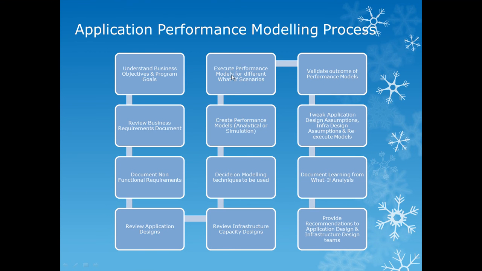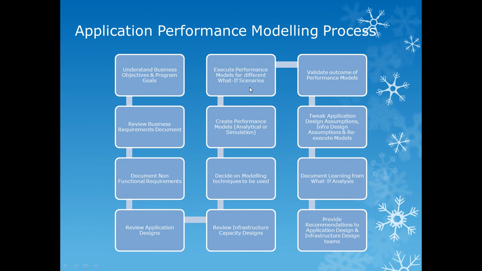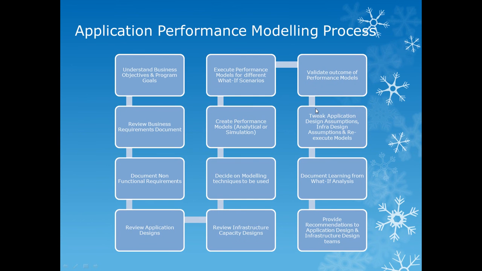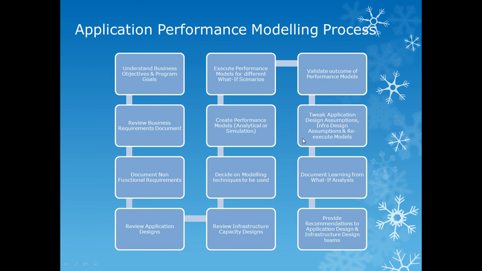You build your performance models, you validate the performance models, you execute the performance models for different what-if scenarios, tweak the models, validate the different design assumptions, validate the architecture assumptions, validate the infrastructure capacity assumptions, go back to your design teams, tweak the applications, come back with recommendations, provide them recommendations, come back with a whole different set of parameters, tweak the models, rerun them again, document your learning, document the modeling process, rerun the modeling process for different values, rerun the modeling process for different architectural assumptions, for different infrastructure capacity assumptions, until you meet your non-functional requirements. Eventually, document your learning based on the what-if analysis, and provide your recommendations to the application design and infrastructure design teams.